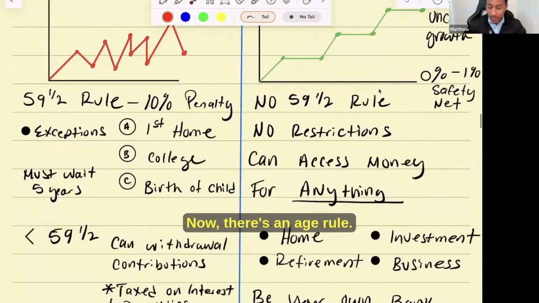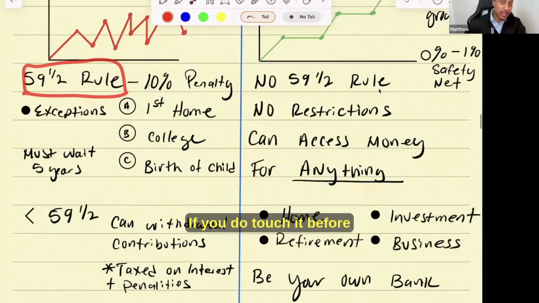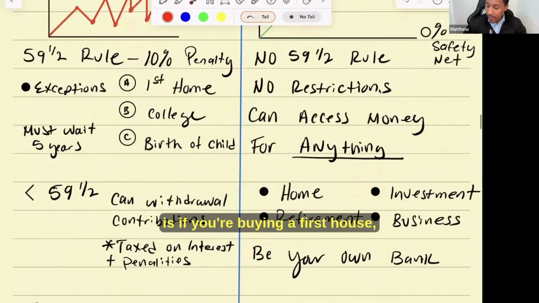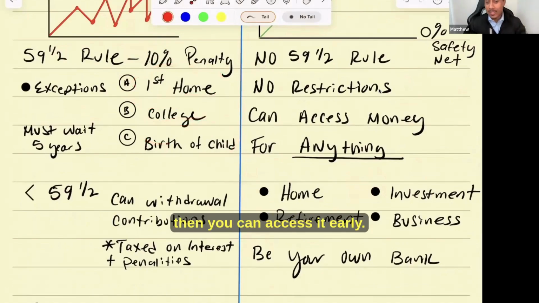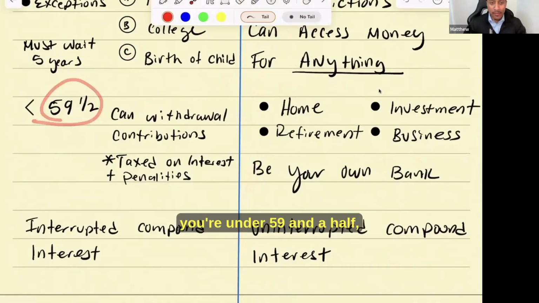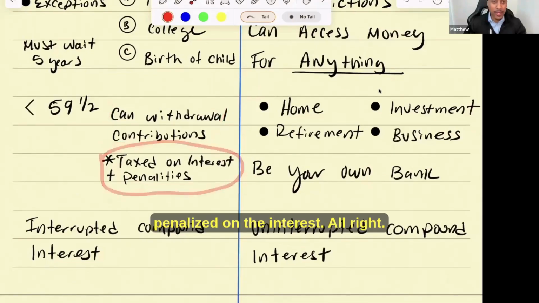Now there's an age rule. You've got to wait till 59 and a half to touch it. If you do touch it before that age, you're penalized 10%. The only exceptions to that are if you're buying a first house, going to college, or the birth of a child, then you can access it early. Now, the great thing about a Roth is if you're under 59 and a half, you can still withdraw the contributions, but you're taxed and penalized on the interest.